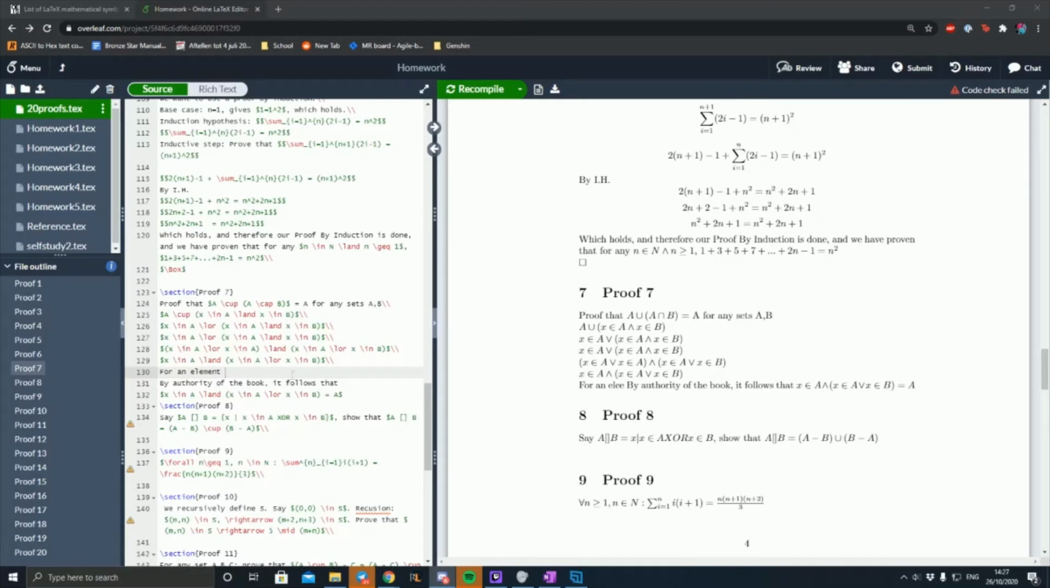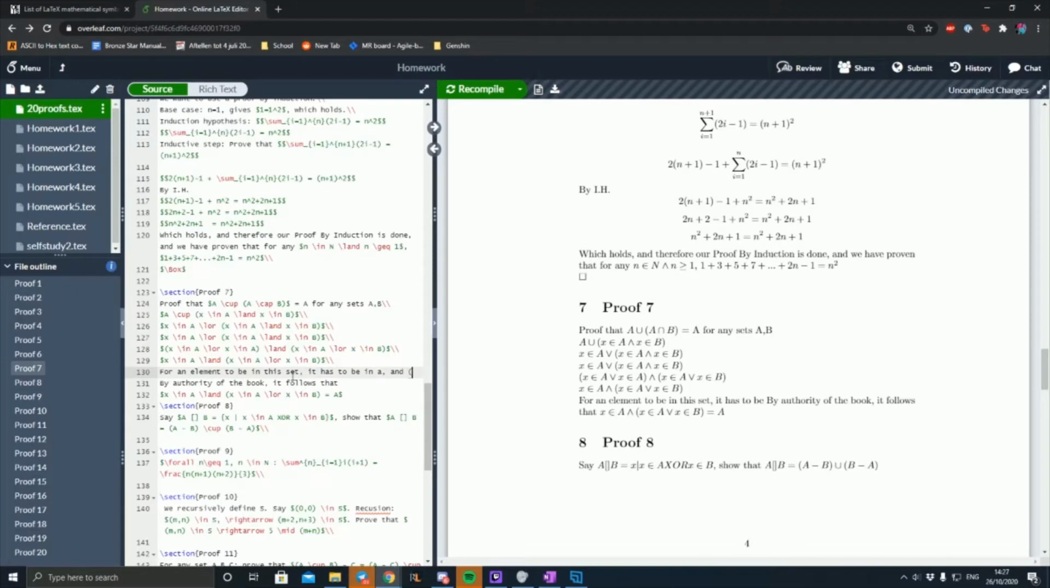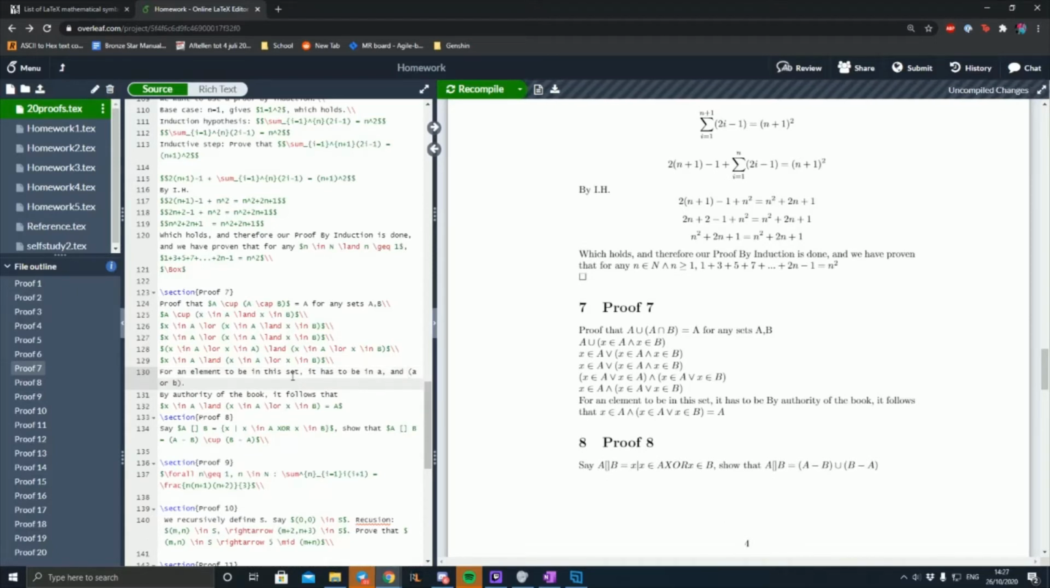I think this is true. For an element to be in this set, it has to be in A and (A or B). Isn't this like, in the book, the distributive law says A union B intersection A union A, and this is the result.